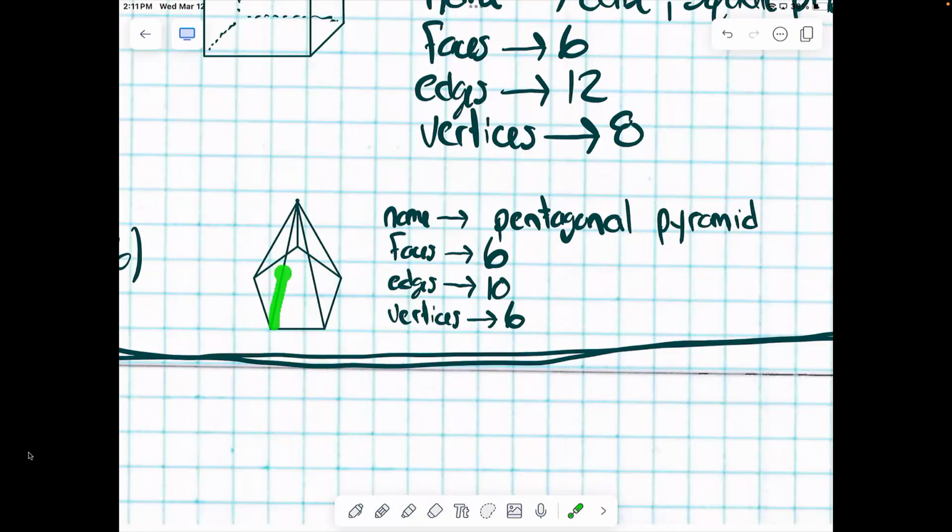What shape will they be? Triangle. And sometimes even the base is a triangle, right? Yeah. In this case, it's actually a 5-sided shape, which is that's why it's called a pentagonal pyramid, right? We good?